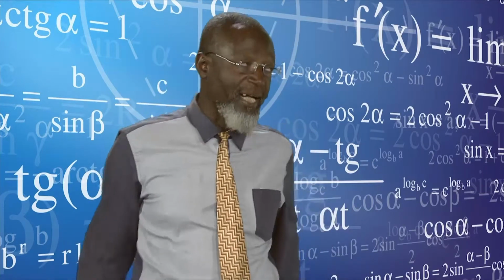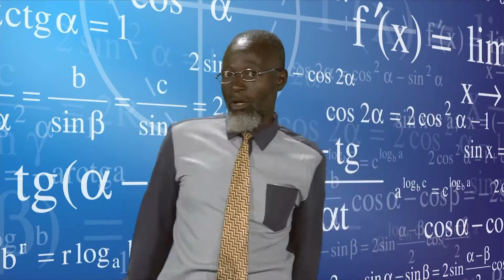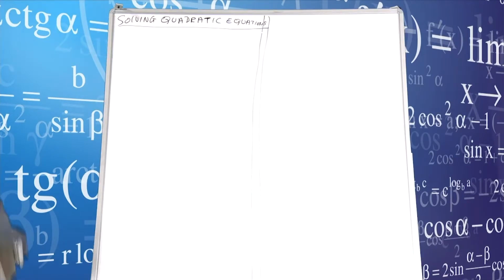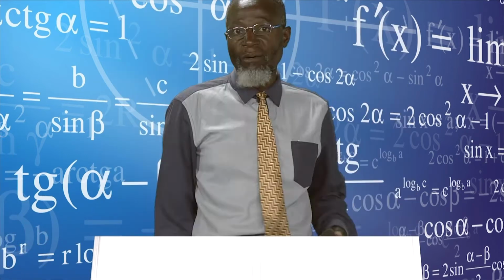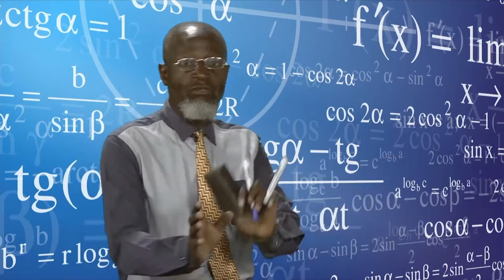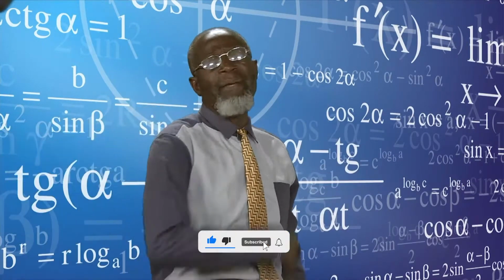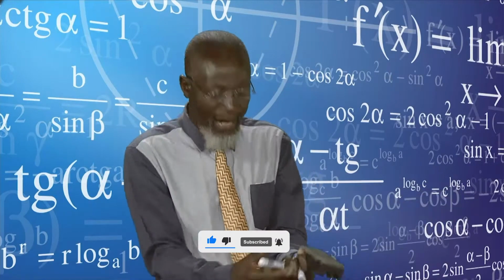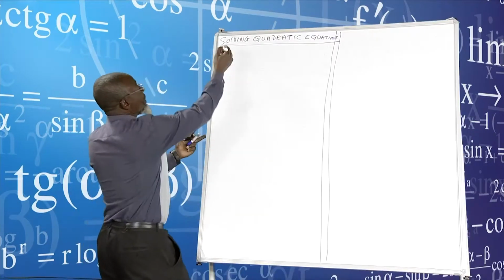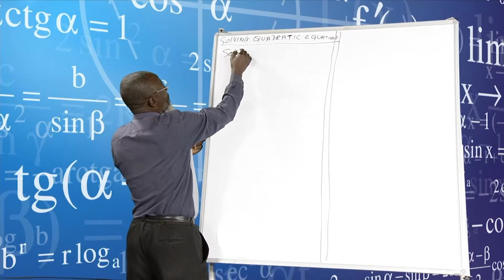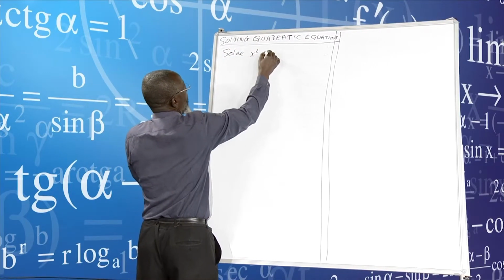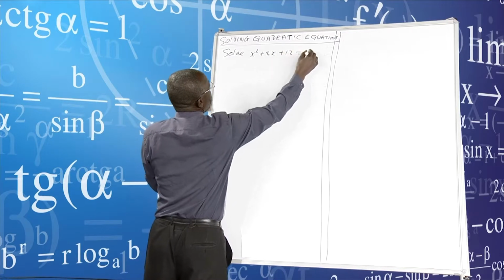Right. This time around we want to talk about solving quadratic equations. I remember at one time I talked about factorization, and I said we'll also proceed with those because you will need them later. Let's see where they are used. Solve, for example, x squared plus 8x plus 12 equal to 0.